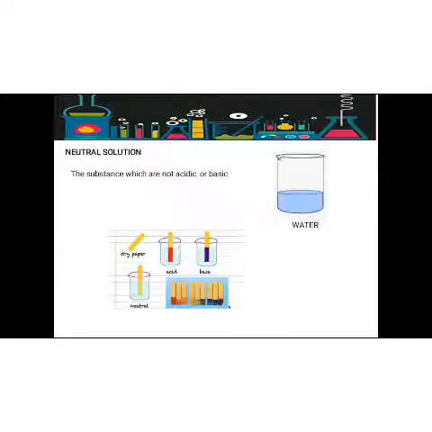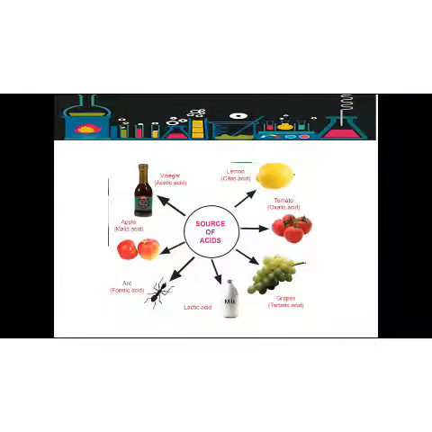Now there's something we need to know about a neutral solution: a solution which is not acidic and not basic, like water. As I told you, we use litmus paper to check whether it's an acid or a base. If it's an acid, the litmus paper will turn red. If it's a base, it turns blue. But if there is no change and the paper remains the same, it is called a neutral solution. We will be doing some experiments to understand this better.